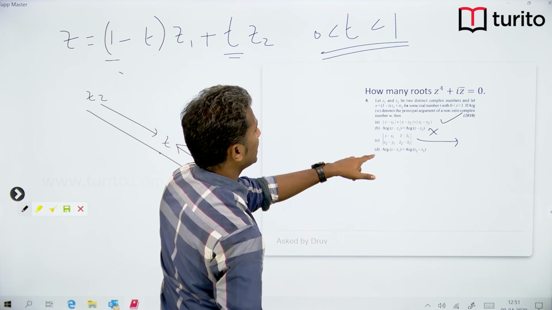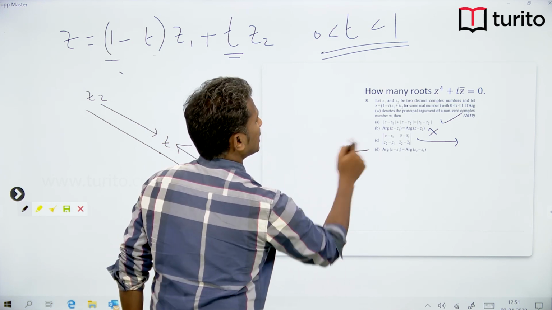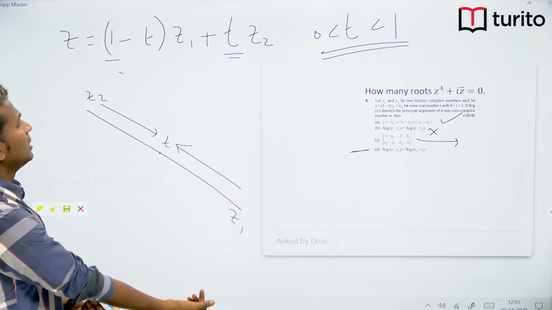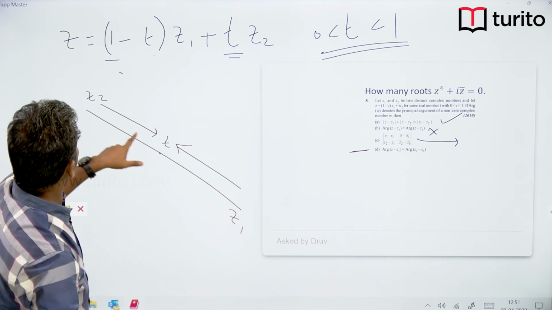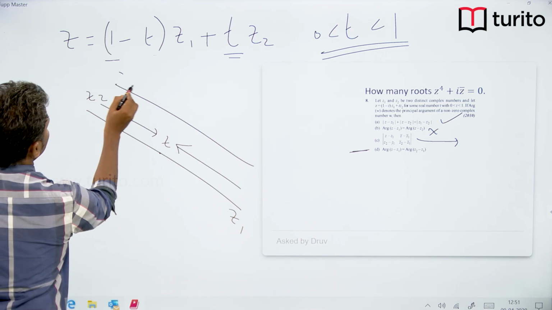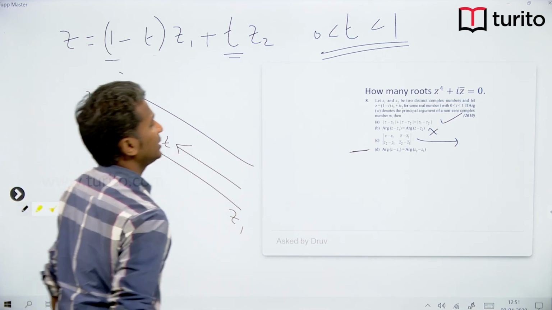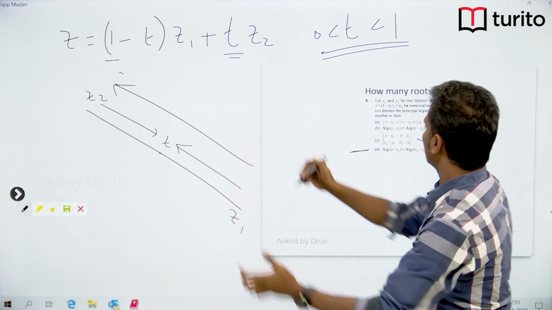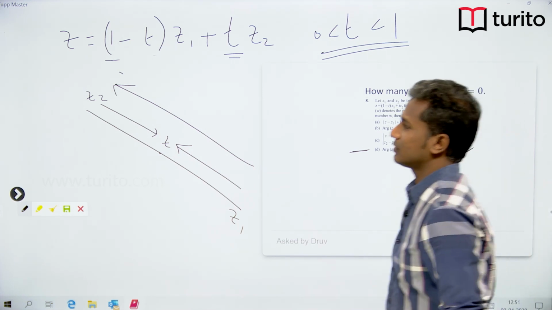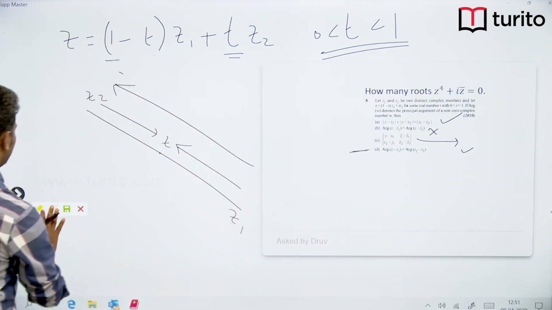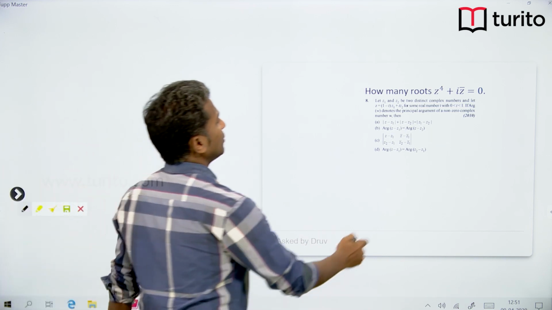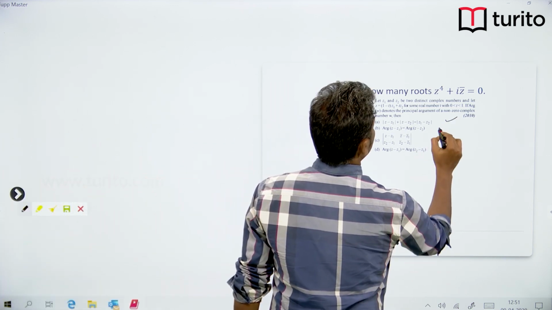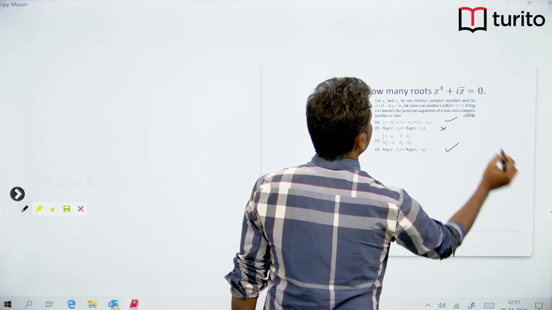Okay, by the way, let me just solve the D option first and then I will solve the C option. Z minus Z1 is this vector, Z2 minus Z1 is this vector. Now these two have the same argument because both are going in the same direction. So D option is also right. Okay. So now let me solve the C option. So till now we have concluded that A is right, B is wrong, D is right.